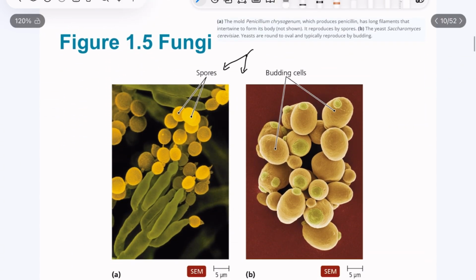So the image here shows fungi. Image A shows a mold, which produces penicillin and has long filaments that intertwine to form its body, though that is not shown in this picture, and they reproduce by spores. Image B shows a yeast. Yeast are round to oval and typically reproduce by budding.